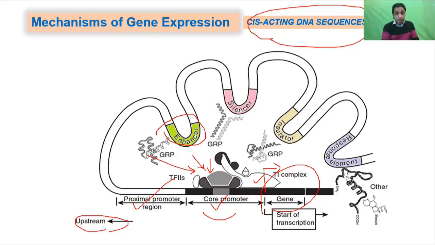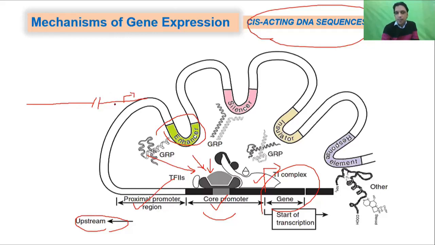This is important. Let me explain this in a slightly different way. For example, here is a thread of the DNA. I am just making a break here in between, so that means there's a large distance between these two. Here is the gene. Whatever region is present before the gene is called the promoter.